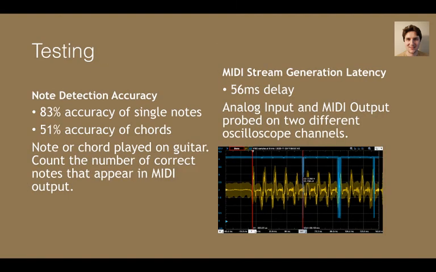During testing, we found that 83% accuracy was held up for single notes, which is above our 80% threshold. But there were some problems with chords, where we had 51% accuracy. This is still more polyphonic accuracy than all of the other products on the market. And if we work on it, we can get those numbers up.